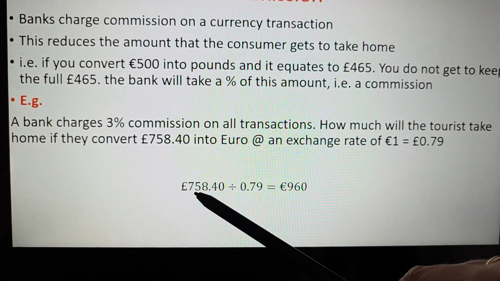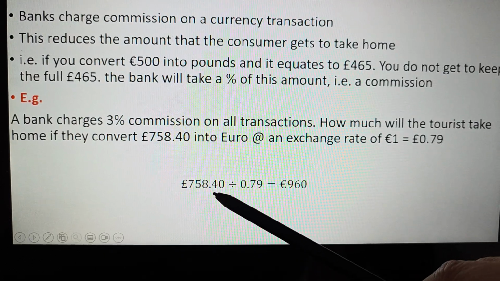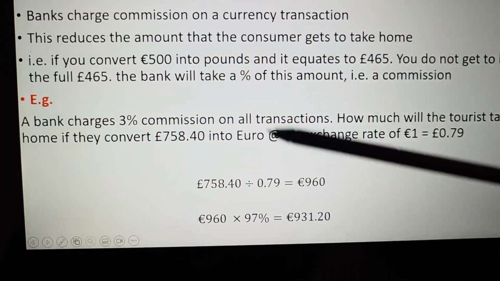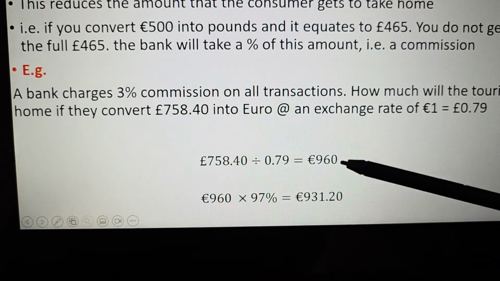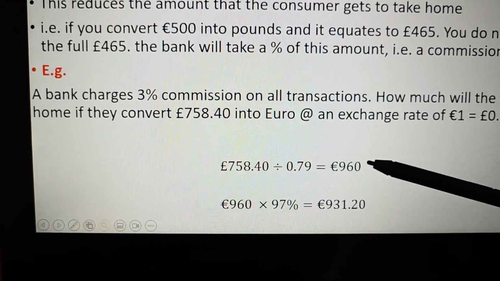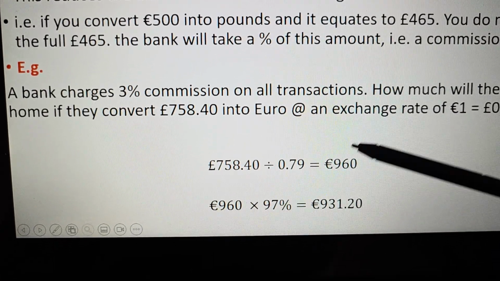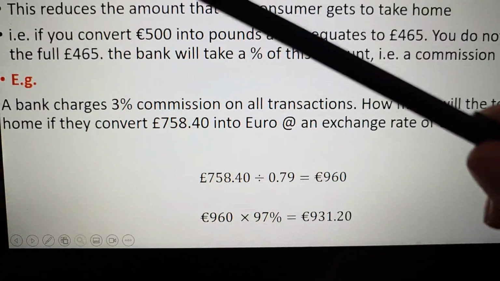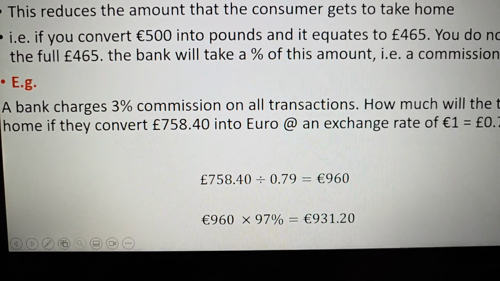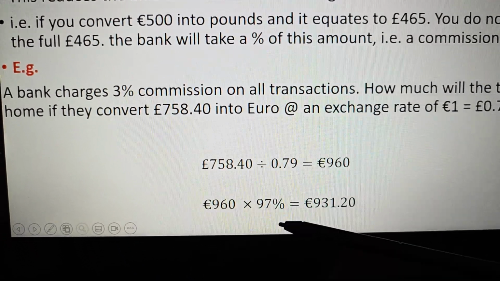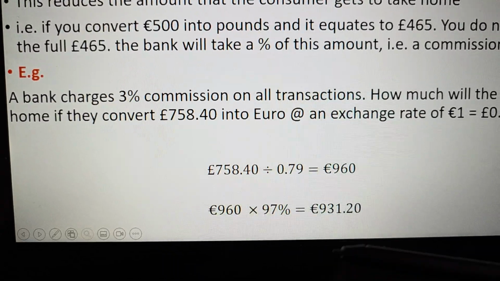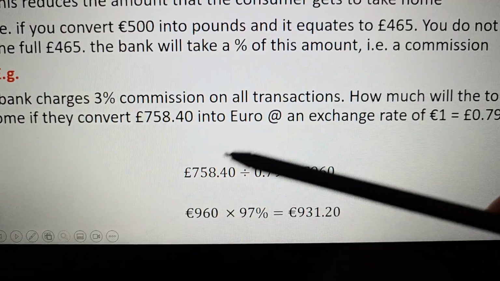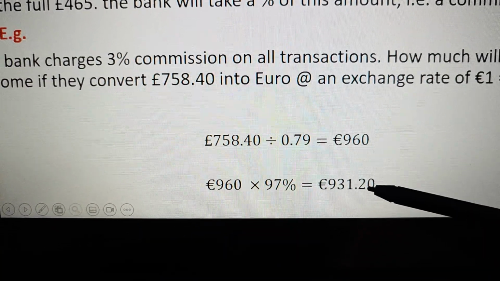Okay, so £758.40 divided by the exchange rate, which was 0.79, will give me €960. So that's what it is equivalent to in euro. But I don't get to keep that full amount because the bank is charging 3% commission. So if they charge 3% commission, then I'll only actually get to keep 97% of that figure. The bank will get the other 3%. So the quick calculation would be to multiply the €960 by 97%, and that will tell me what I actually get to keep.